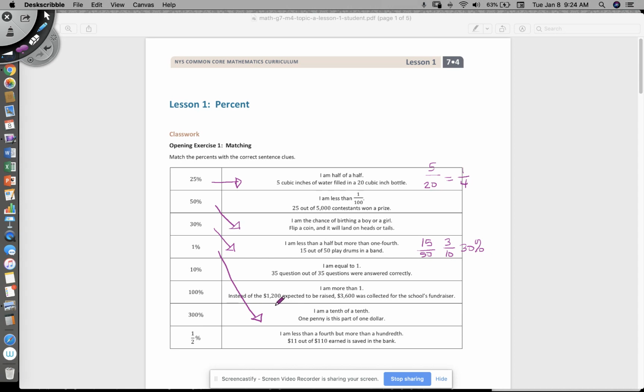All right. Then I have 10%. Well, this one down here is 11 over 110. And if I were to reduce that, I would get 1/10. And again, this would be now 10%. So that's this one down here. 100%. Well, that's going to be equal to 1 because if you have 1 whole, then you have 100%. So that's this one here. 300%. Well, that's obviously the one that says I'm more than 1 because if you got 300% on a test, you got the extra credit.